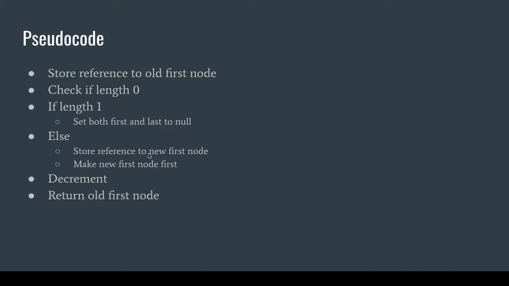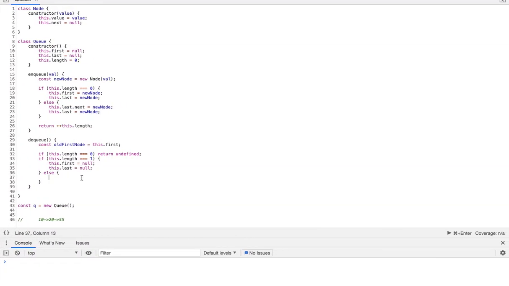store a reference to the new first node. So else, this means that we have more than one node in our queue. Right now we want to store a reference to what is to become the new first node. I'm going to call it new first node, and that will be this dot first dot next.